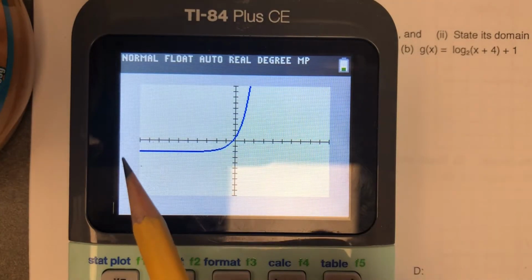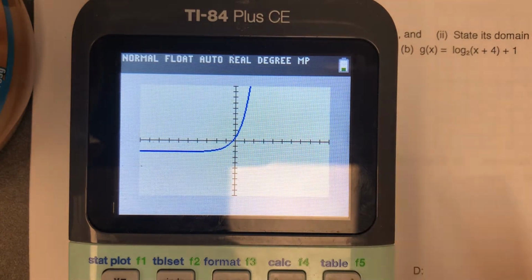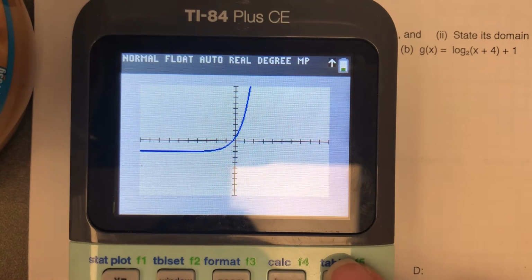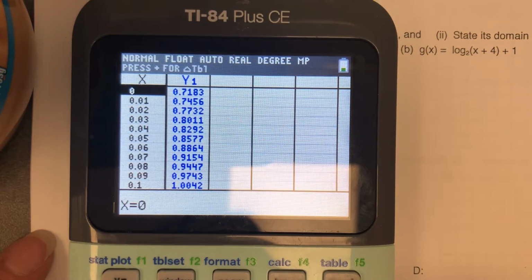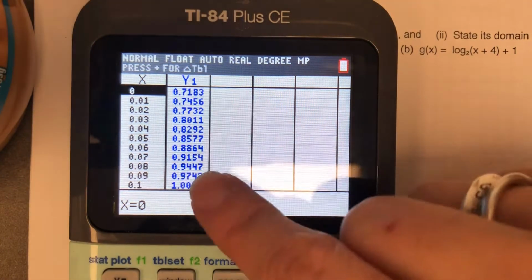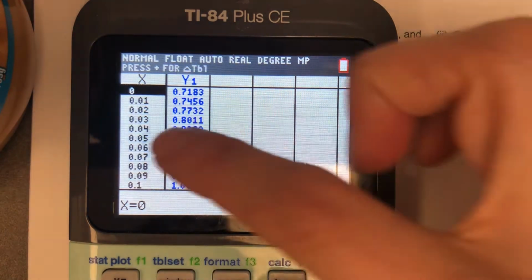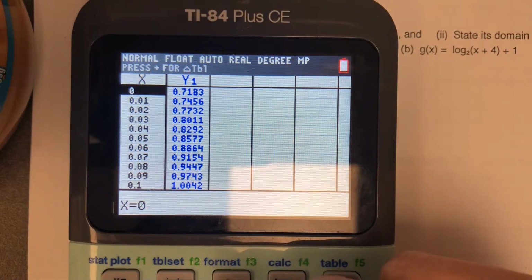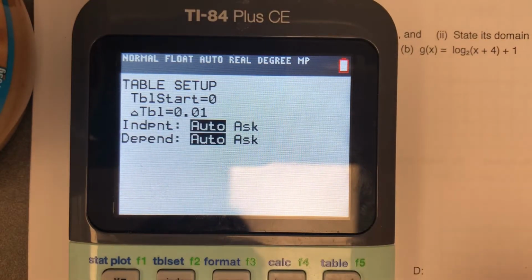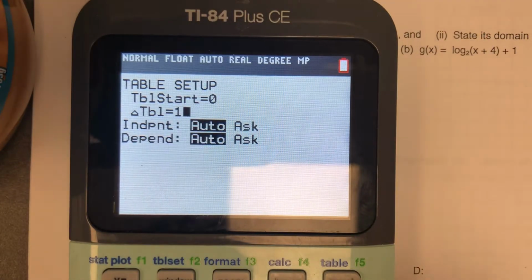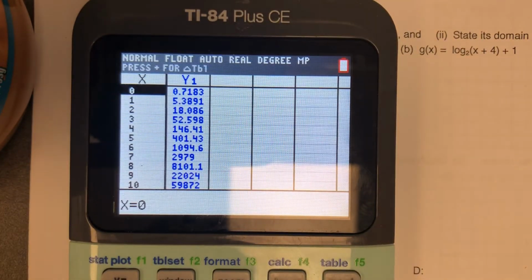In addition, I can see that my x values continue towards infinity, and we could confirm that in the table. So if you hit second graph, you can look at your table of values, and we can check to make sure that our table of values is going to output a y for all of our x's. Now right now I have my delta x set at 0.01. I can change that if I do second window. I go to my table setup menu. I'm going to change my delta table back to 1. And then when I go to the table, now everything's going up by 1 unit.